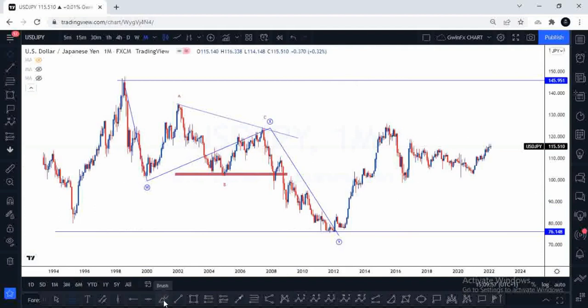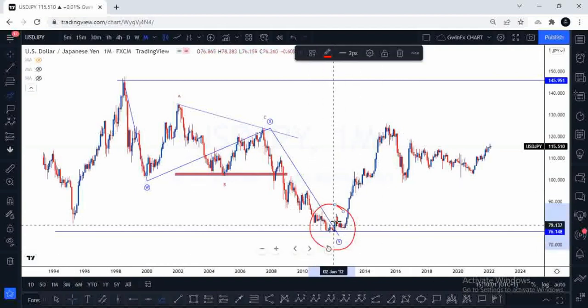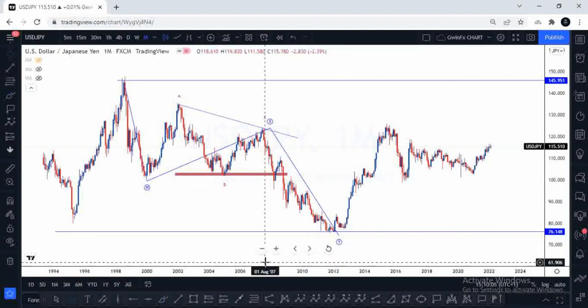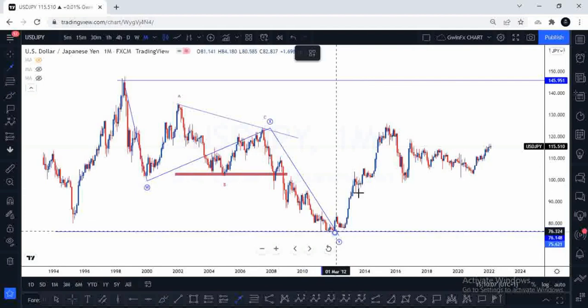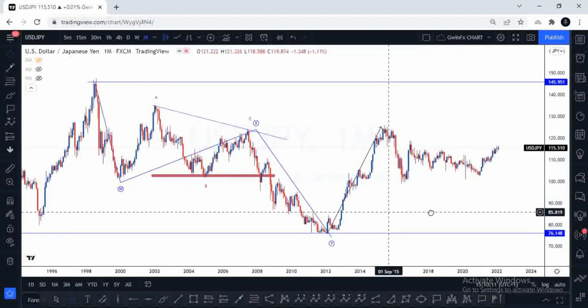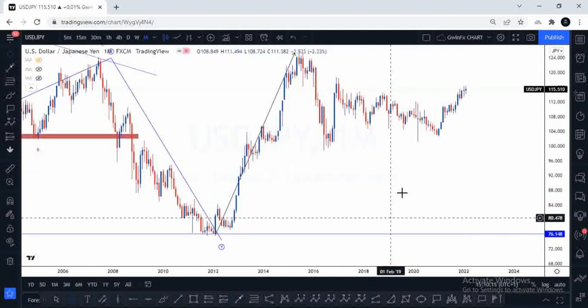I'm going to be looking at from right around here to what happened upside. So what I'm going to be looking at: we have first a very strong impulse right here, so we could as well count some waves for this one.